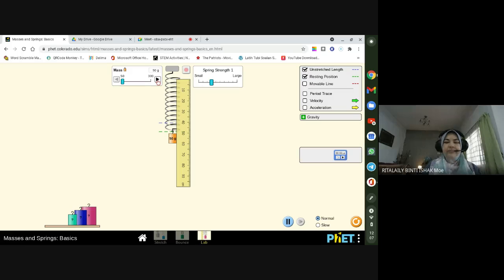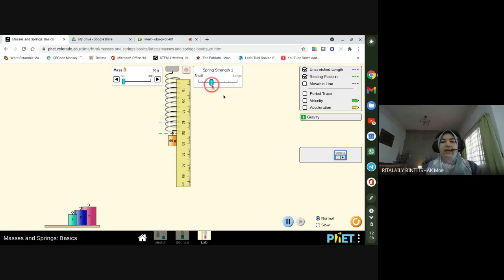Let's say we increase the weight up to 60 grams. We can see that the extension of the spring increases. Now it is 50. This is how we do the experiment, and this is what will happen to the spring: as we increase the mass, the extension of the spring will increase.